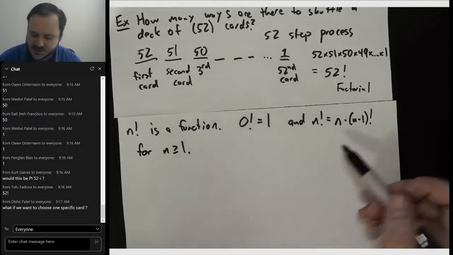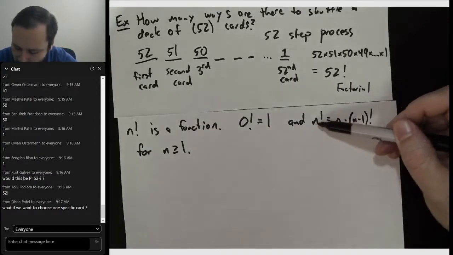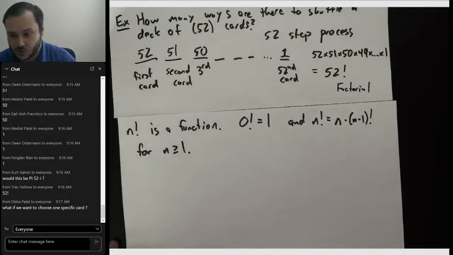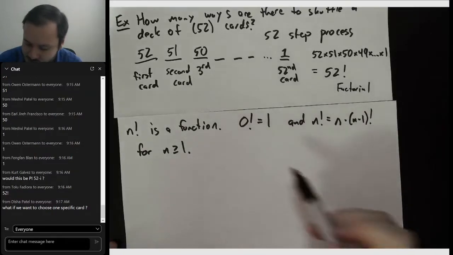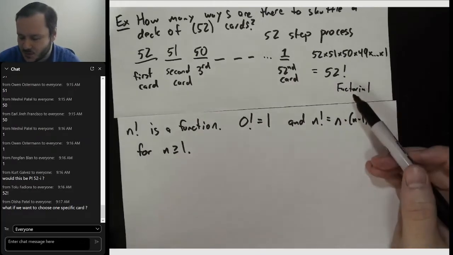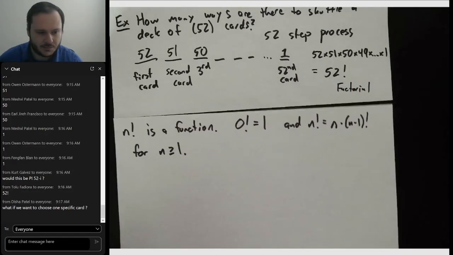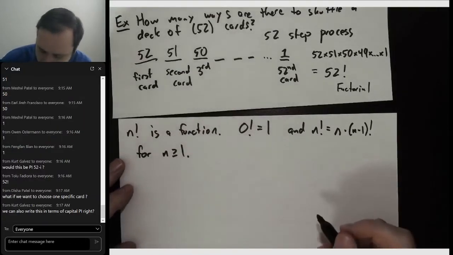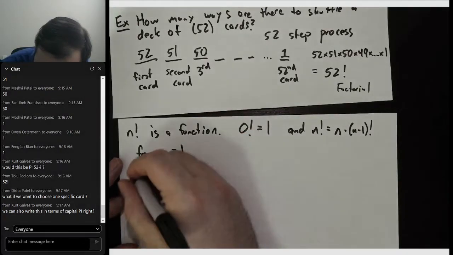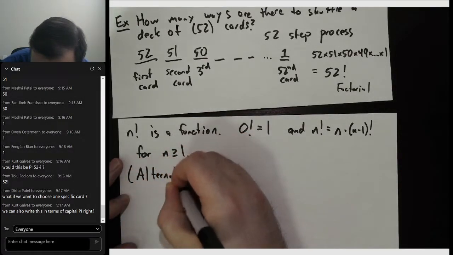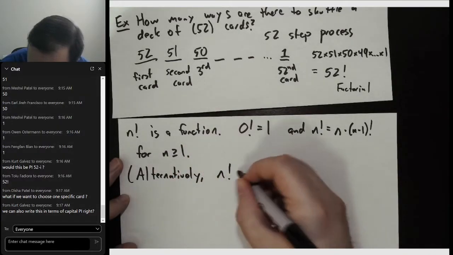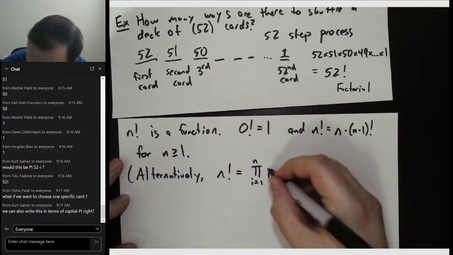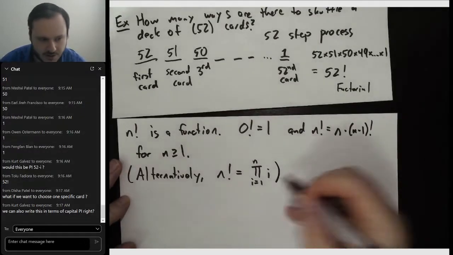And our recursive formula says, if you want to know n factorial, you multiply n by n minus 1 factorial. And you just keep going until you get down to 1. So 52 factorial is 52 times 51 times 50 times 49 times 48, all the way down. We could also write this in terms of capital pi. So I'll say alternatively, n factorial is equal to the product from i equals 1 up to n of i. Very good.